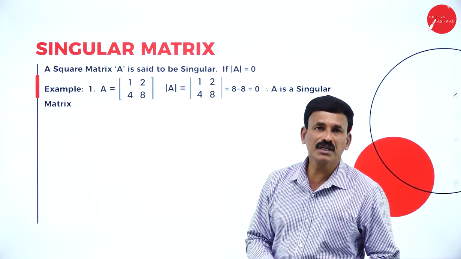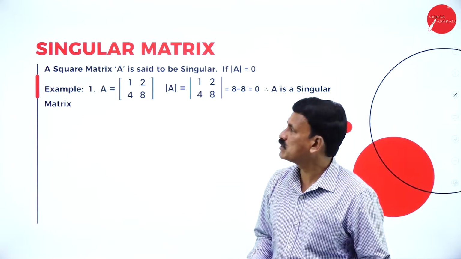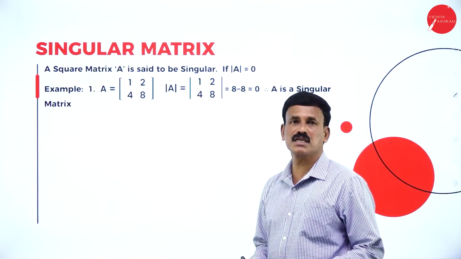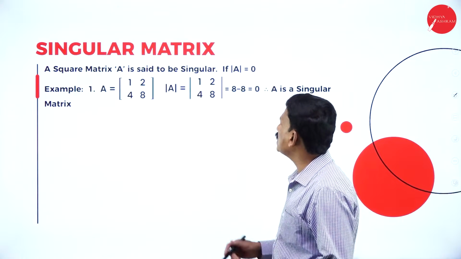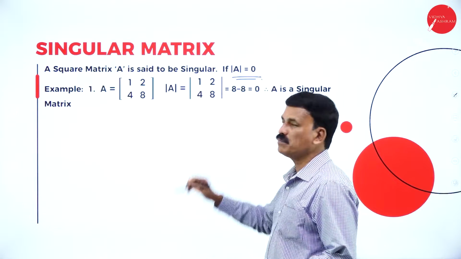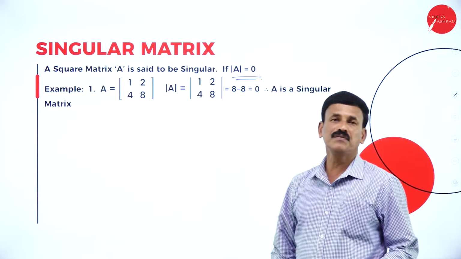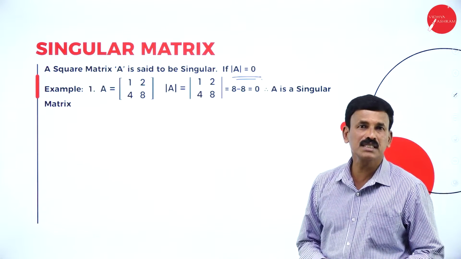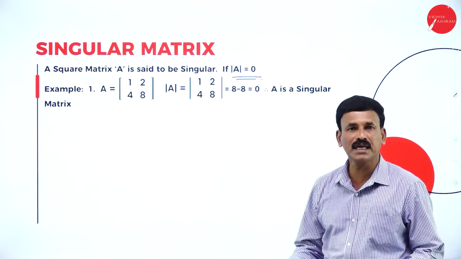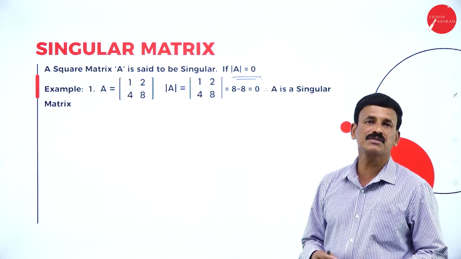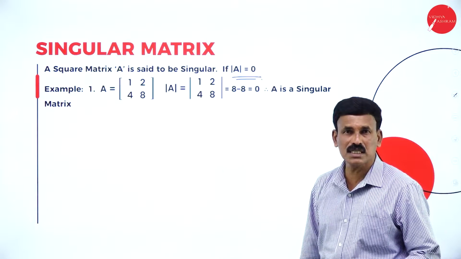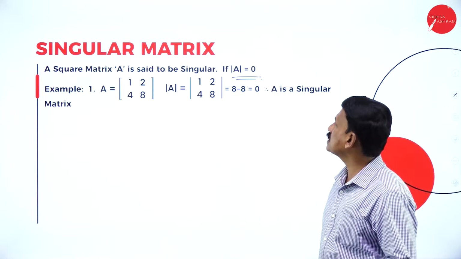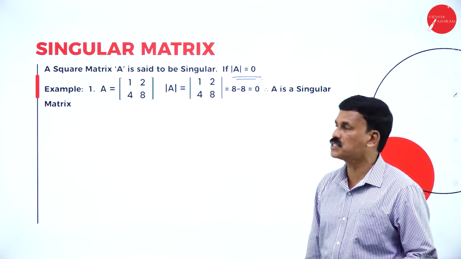Now let us look at the next concept, singular matrix and non-singular matrix. This is also a very important concept. A square matrix A is said to be singular if determinant of A is equal to 0. On the other hand, if determinant of A is not equal to 0, then it is called a non-singular matrix. So let us discuss the singular matrix.